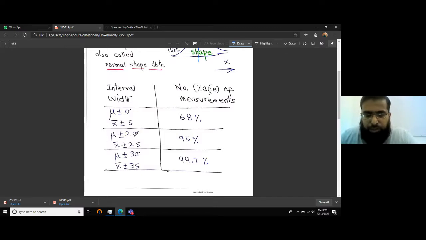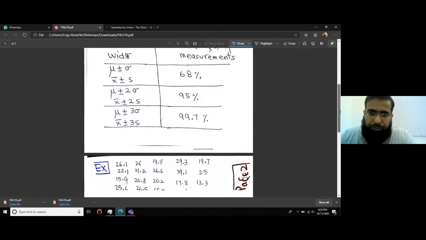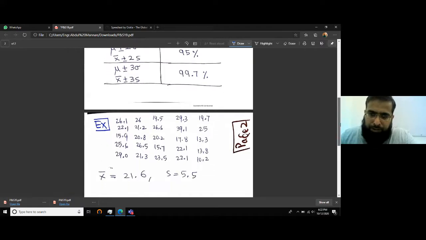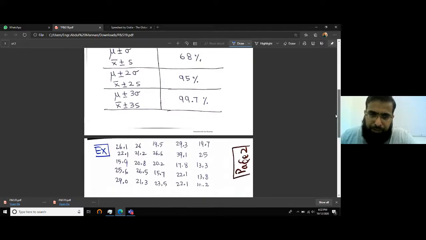And in the interval around two standard deviations around the mean, we get 95% of measurements, and three standard deviations around the mean, we get almost 100%, 99.7% of observations or measurements. Let us try to understand this empirical rule further with the help of an example.